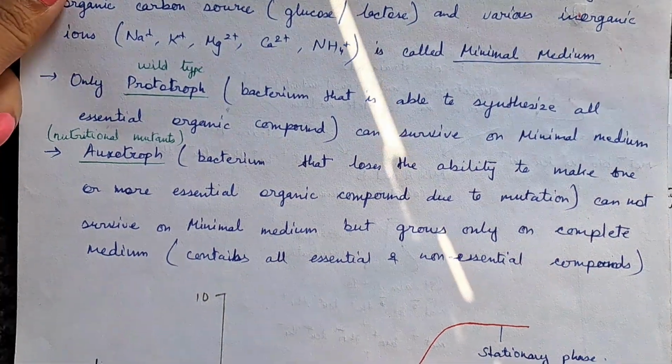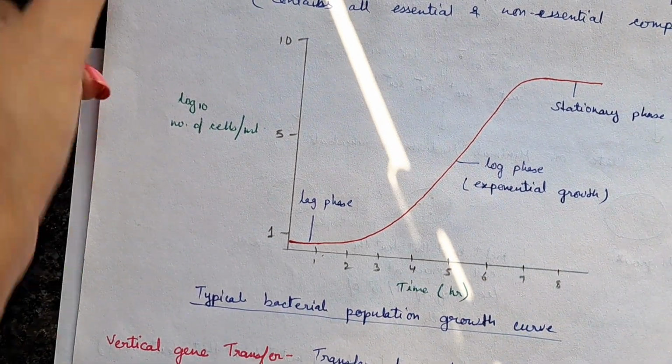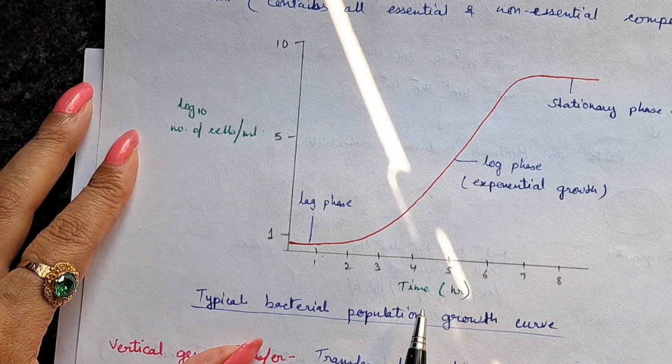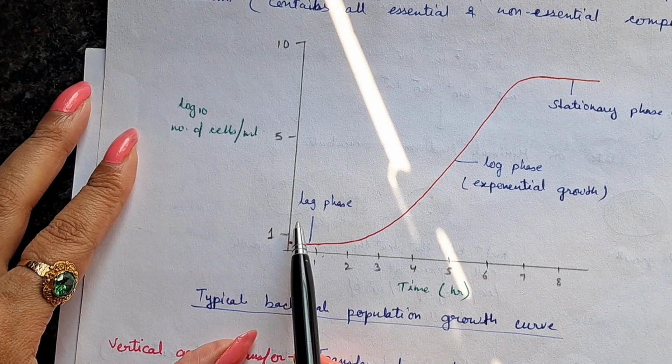Okay, now let's look at the growth chart. This shows the typical growth of bacteria, how it grows. Now, whenever you put bacteria within the culture media, what happens?